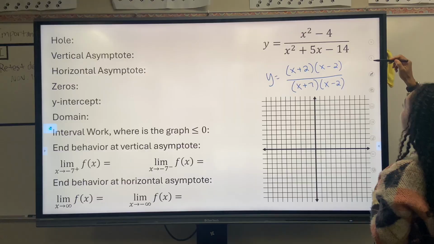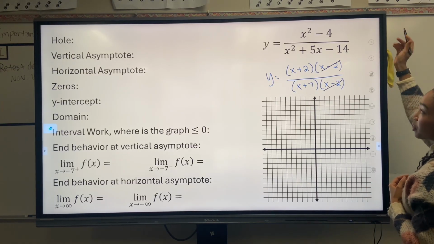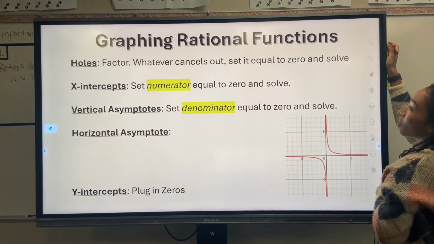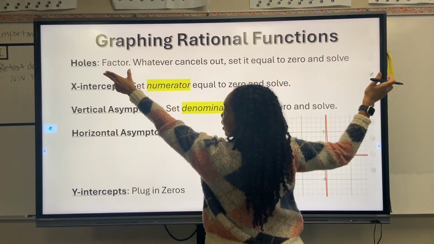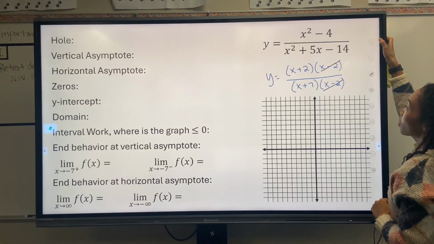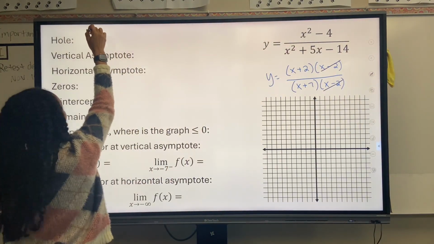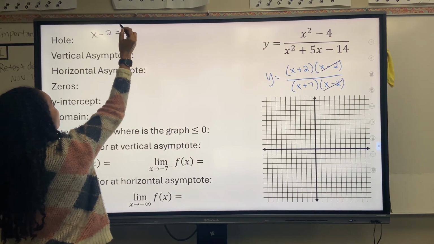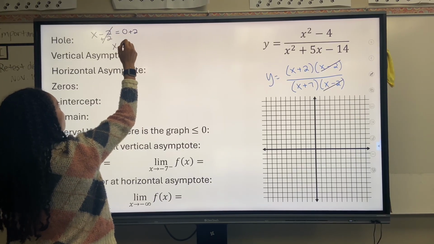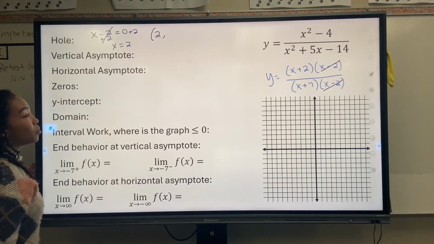And if you notice, this factor cancels out with this factor. They're both an x minus 2, so those cancel out. So to find your holes, you factor. Whatever cancels out, you're going to set it equal to 0 and solve. So the x minus 2's are what canceled out. We're going to set x minus 2 equal to 0 and then solve it. So you would just add 2 to both sides and you get x equals 2. So that is the x value of your hole.